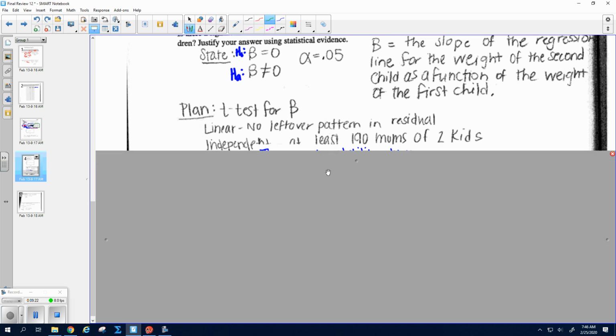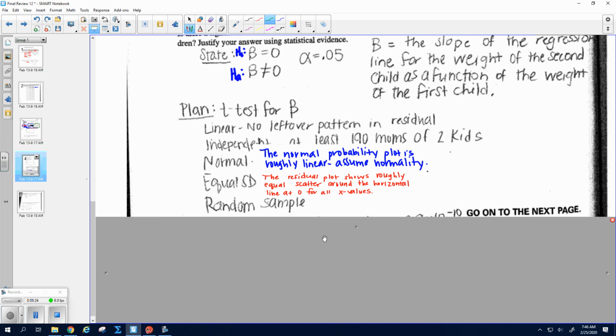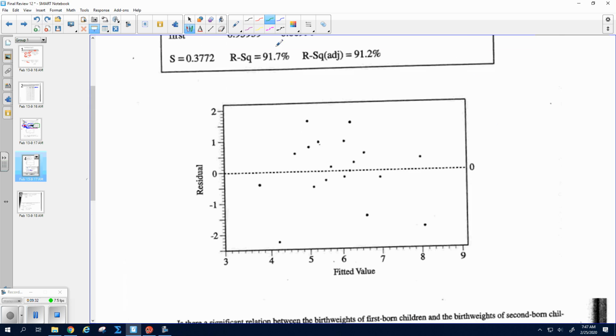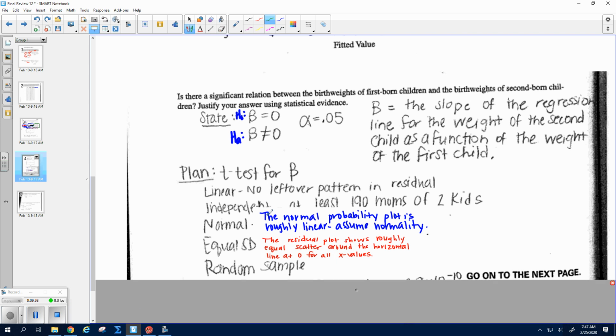We're going to check LINER. Remember, LINER is the acronym you need to know for this test for slope. So for linear, we can say that there's no leftover pattern in the residual plot. All right, looks like random scatter. For independent, we just check 10%, so there's at least 190 moms of 2 kids. For normal, we already did the normal probability plot, so it's roughly linear, so we can assume normality.